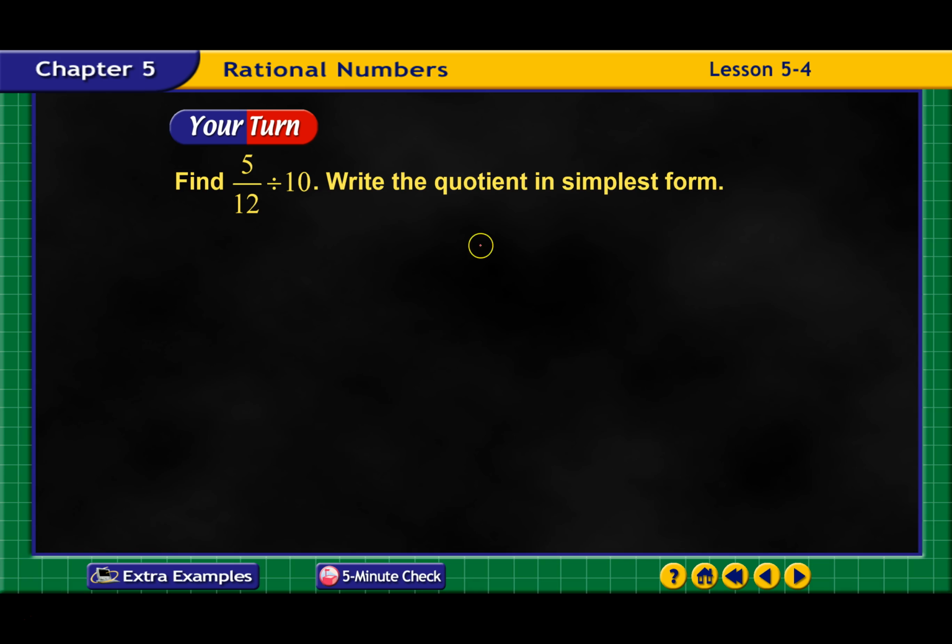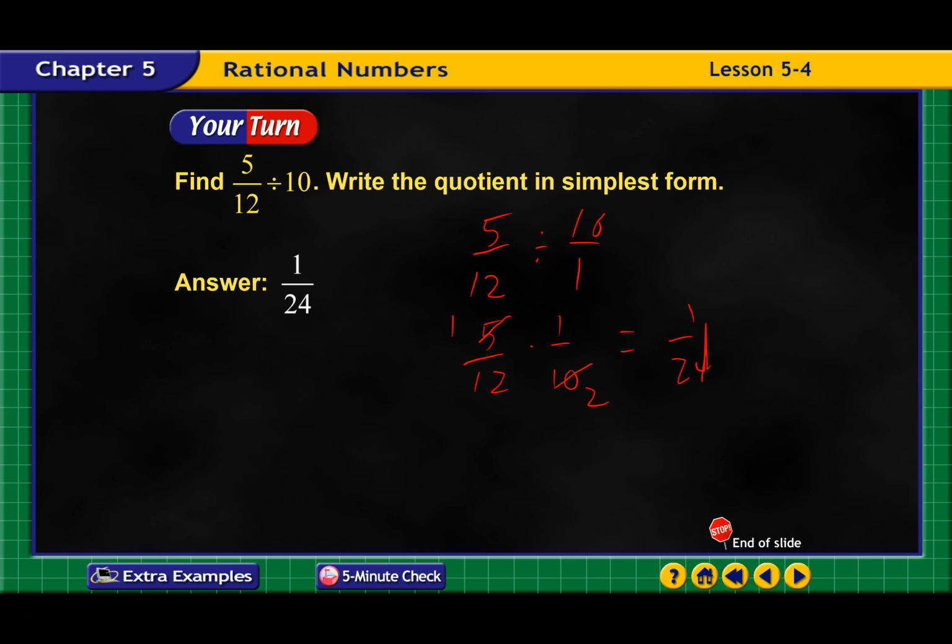Right, so we're going to do the same steps. 5 over 12 divided by 10 over 1. Now we'll do the multiplicative inverse. 5 over 12 times 1 over 10. I can reduce that way, it looks like. So that can go to 2, that can go to 1. It'll be 1 over 24. Ugly 24, but it's still there. Let's go. Correct.